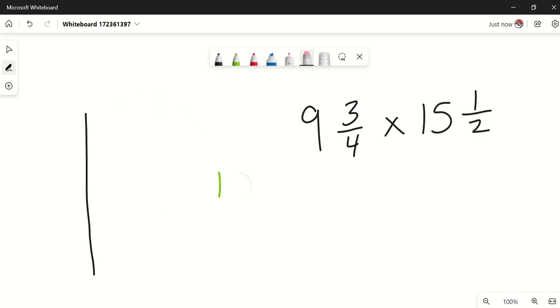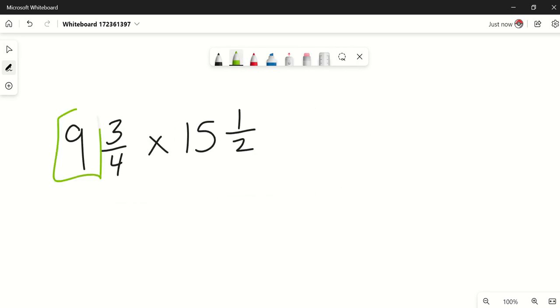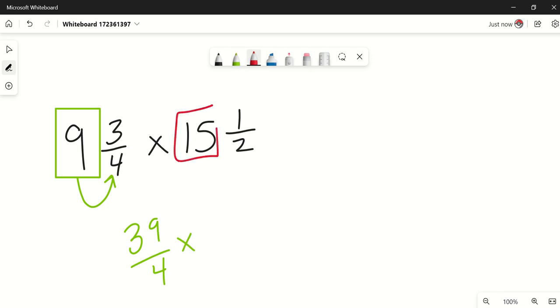Let's go ahead and rewrite these fractions. 9 times 4 will give me 36, plus the 3 will give me 39. So this is going to become 39 over 4, times 15 times 2, which will give me 30, plus the 1 will give me 31 over 2.